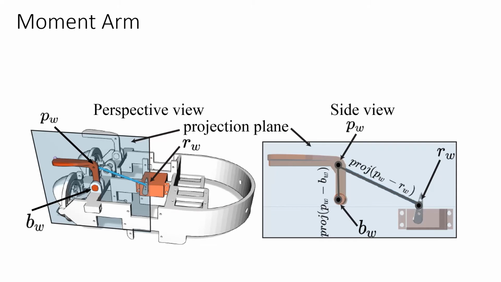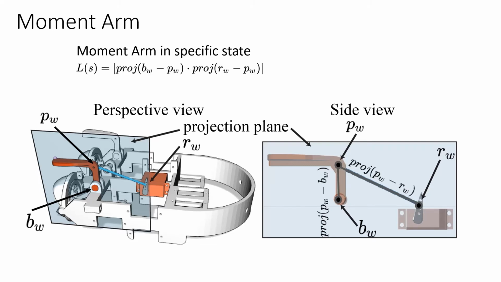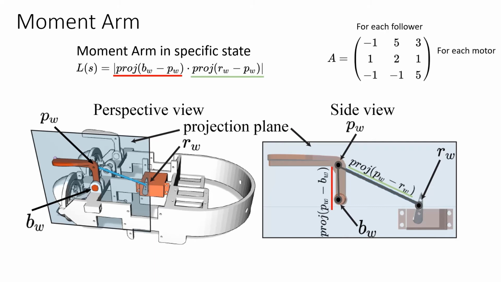But since we need a cost and not a reward, with the projection we compute the inverse of the moment arm, using the formula shown here. This is the absolute value of the dot product between the two projected vectors. Since we get a cost value for every possible follower-motor connection, we can store this in an m times n matrix for each follower and for each motor.